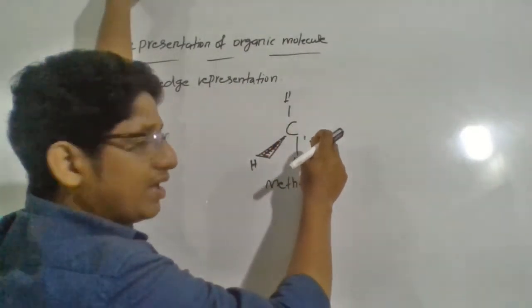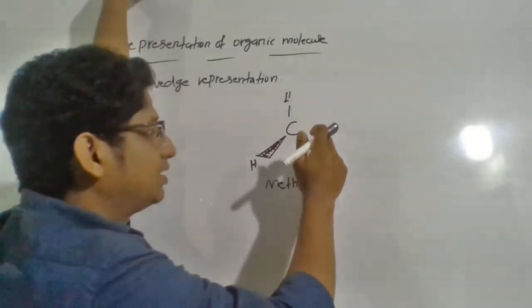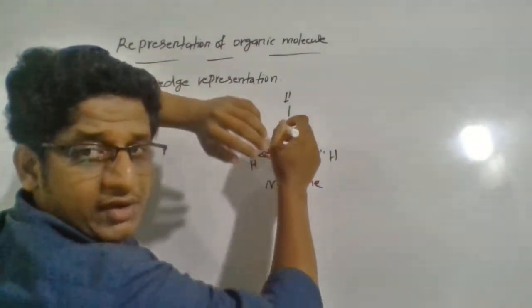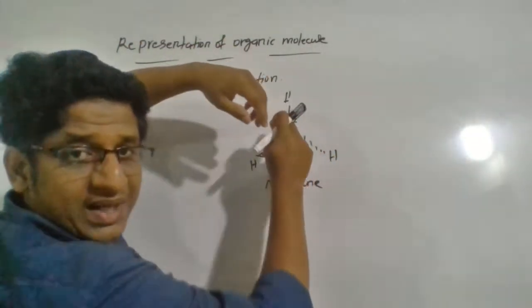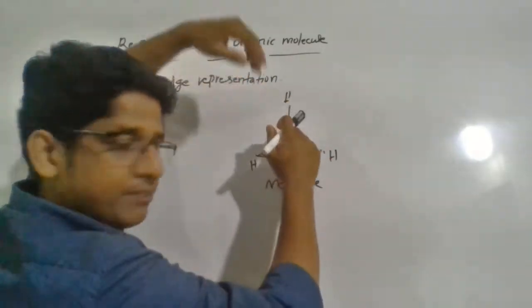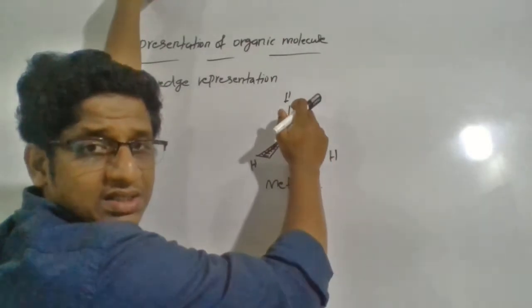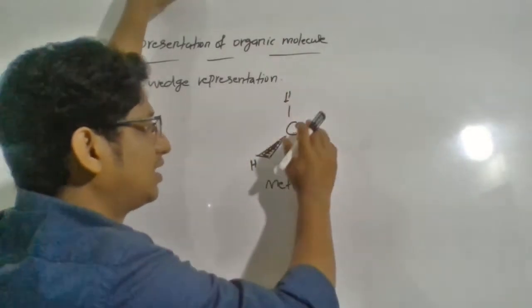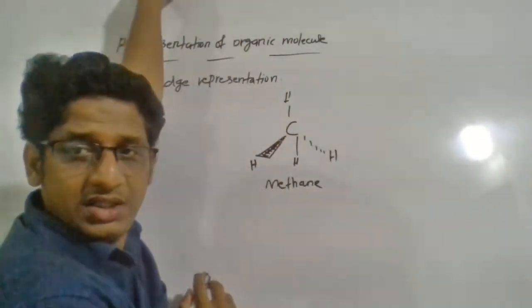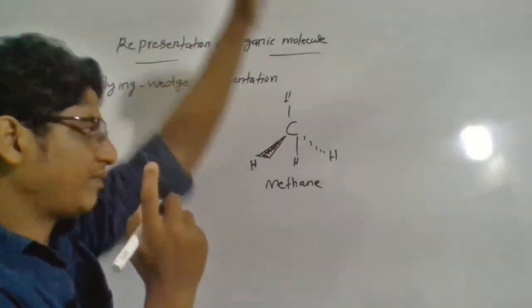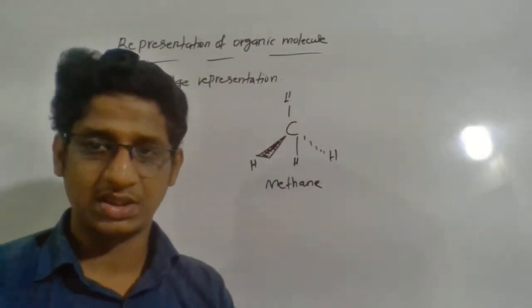A broken line, a dashed line you can see here, represents a hydrogen going away from you, that means you can imagine it going inwards. And the two hydrogens with a simple continuous line, these two hydrogens are in the plane. This is one of the ways you can represent a three-dimensional structure.